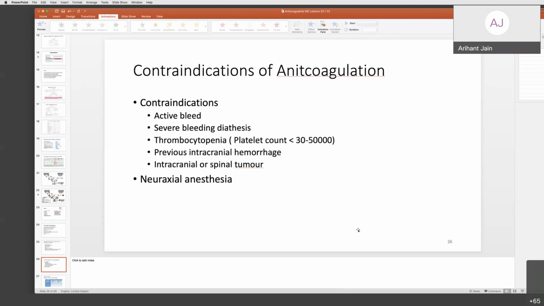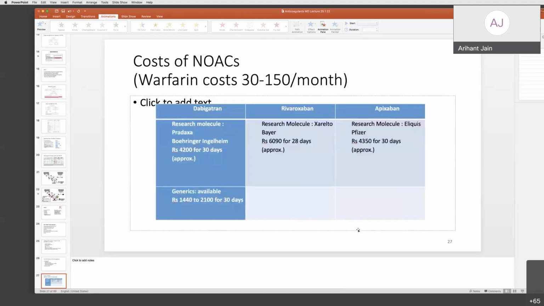Okay, so before we start an anticoagulation, you should know the contraindications for anticoagulation. If the patient is having an active severe bleed, if the patient is a known case of bleeding diathesis such as hemophilia, von Willebrand disease, if the patient's platelet count is less than 30,000, if the patient has had an intracranial hemorrhage recently, or an intracranial or a spinal tumor which can bleed, or if the patient has recently undergone or is likely to undergo neuraxial anesthesia, then you should not be giving anticoagulation.